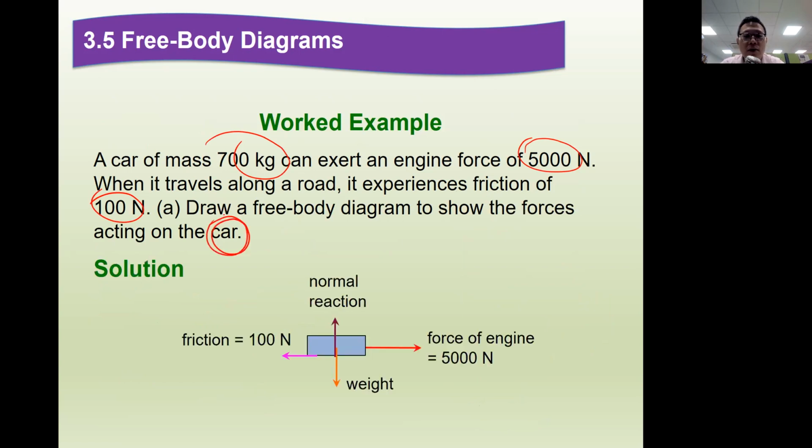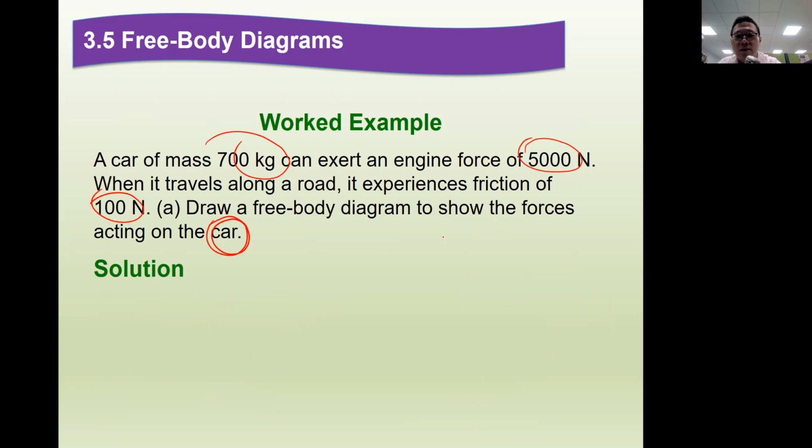So the one that we are looking at is a car. If the car is moving on the road, there are a few bodies we are looking for: the car body and the ground. Why? Because for the car to move, like I mentioned earlier, the wheels of the car must push the ground. As a result, the ground will be pushing the wheel forward.